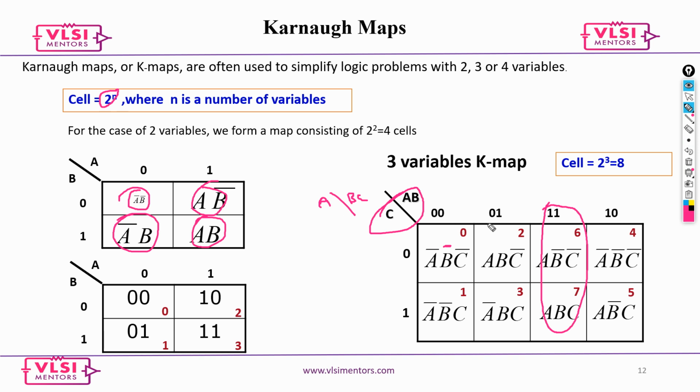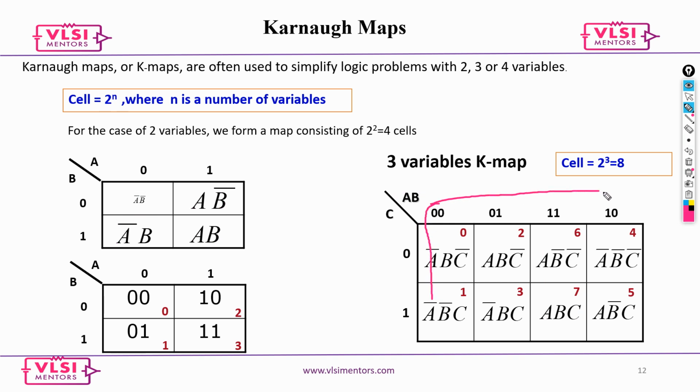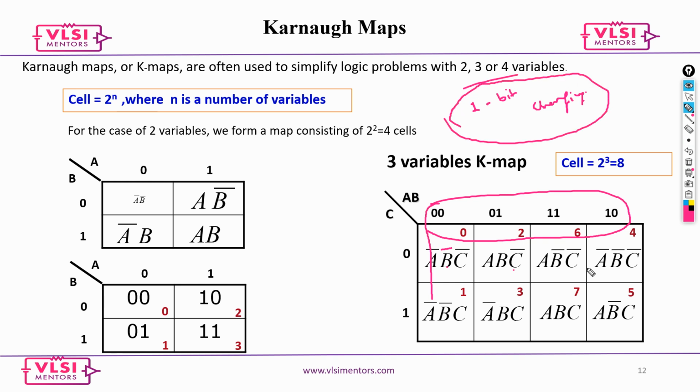Now, do you see something between these things? What is it you are noticing here? Between two things, right? How many variables are changing? There is only one bit change. So the way the Karnaugh map is built is that one bit changes when you move from one box to another box. That's the basic thing.